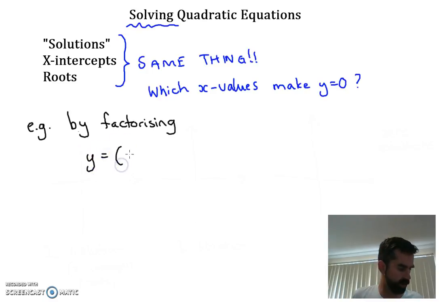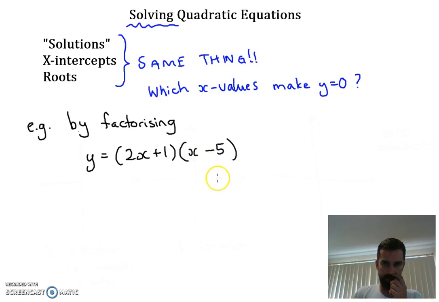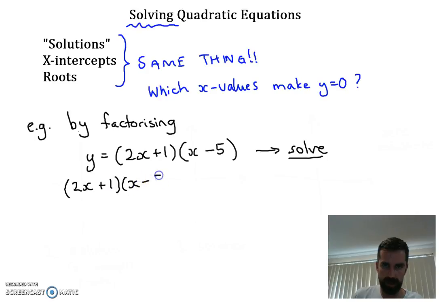So let's say I've got a quadratic and I've done my factorization process, and it looks like this: y equals (2x + 1) multiplied by (x - 5). Okay, and we want to solve this. If we're going to solve it, so I'm just going to write solve, that means that y equals 0. We're trying to figure out what x values make y equal to 0. So whatever this equation comes out to, it gives us our y value, which we know is 0. So I'm just going to set that equation equal to 0.